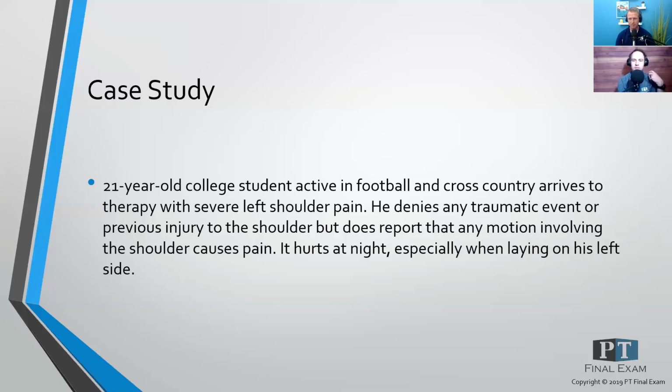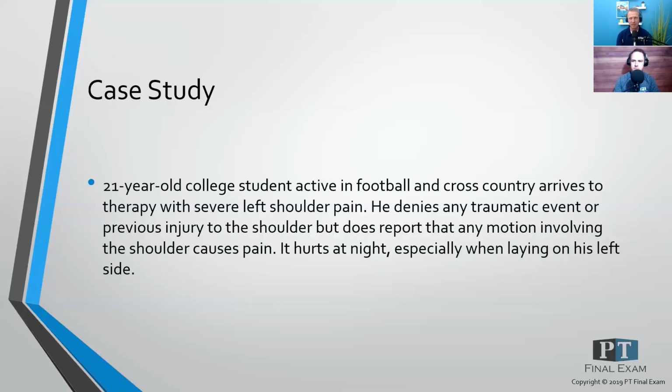So based on that, what are some of the key things that you're picking up from that, Will, when you've got that case study put in front of you? What are your key words? All right. I'm seeing just your average, active college student. They should not be experiencing shoulder pain. That's just not a normal part of a 21-year-old's life. And the big thing that jumps out to me is that he denies any traumatic event or previous injury.